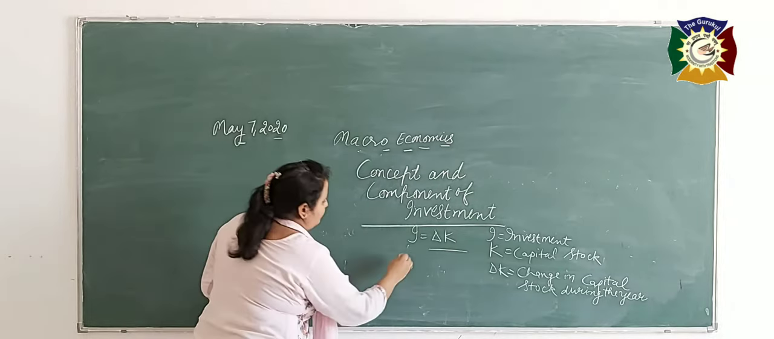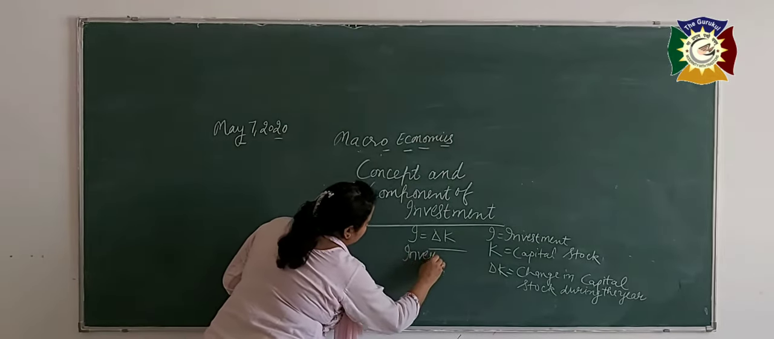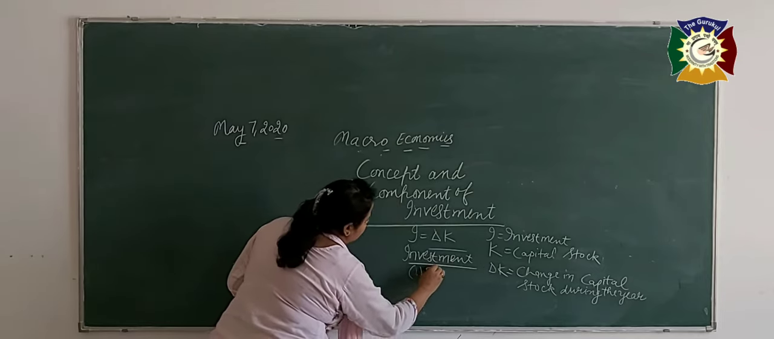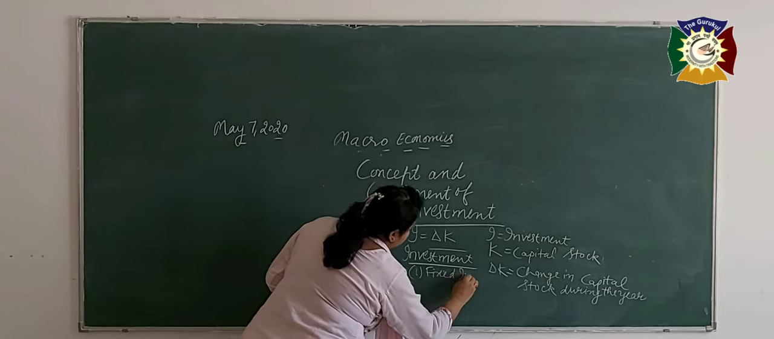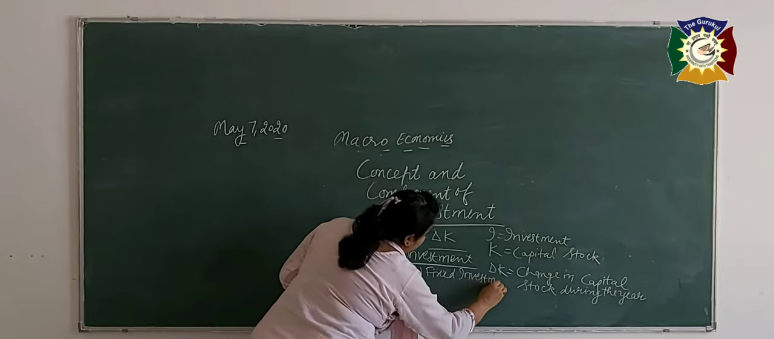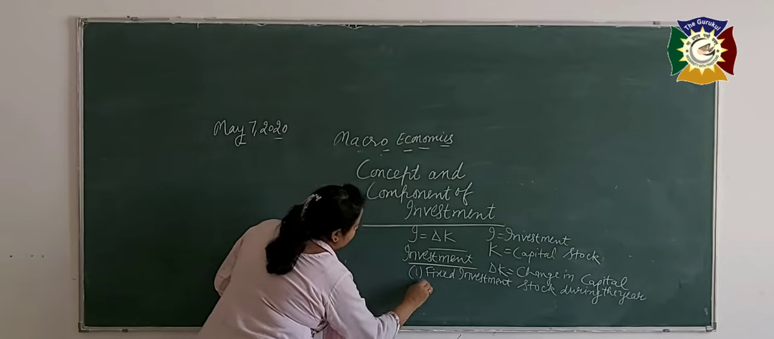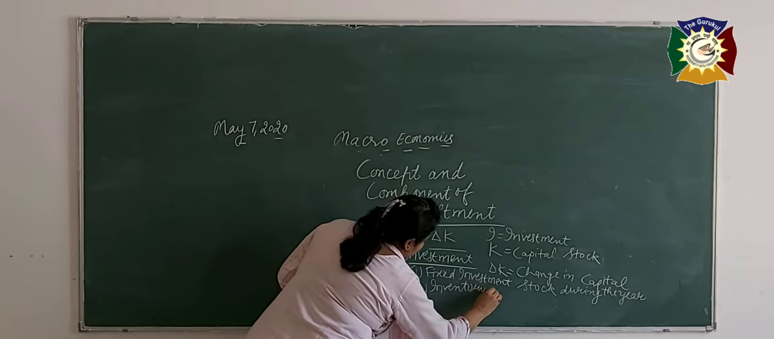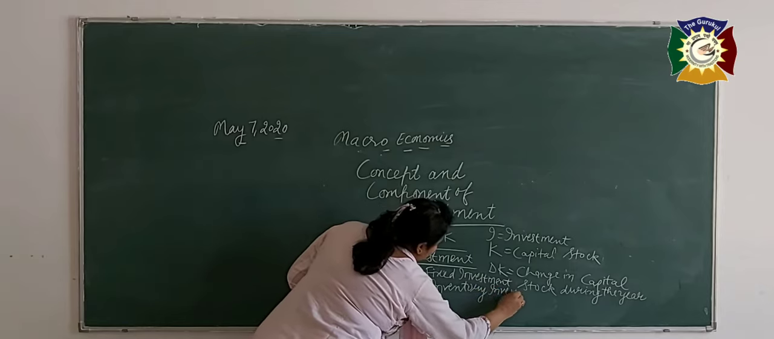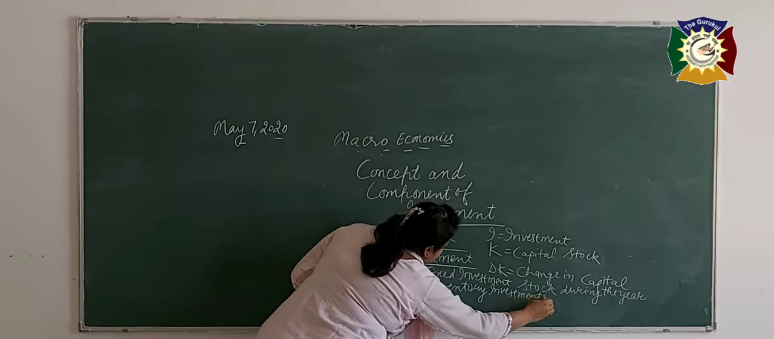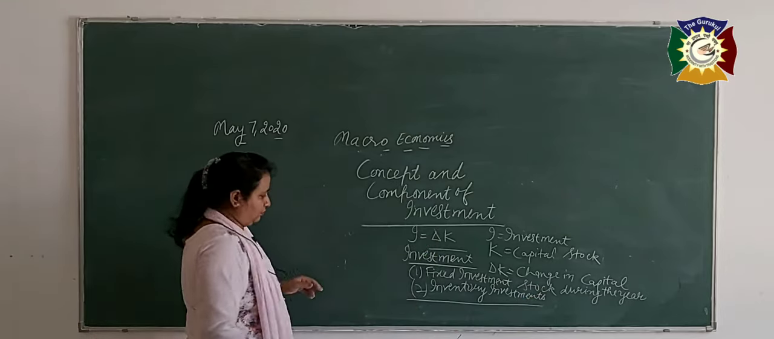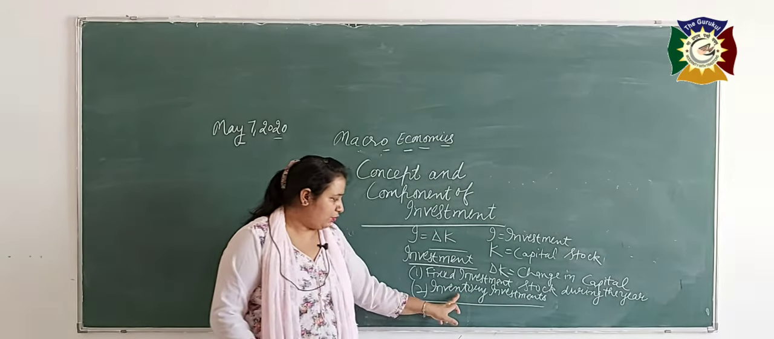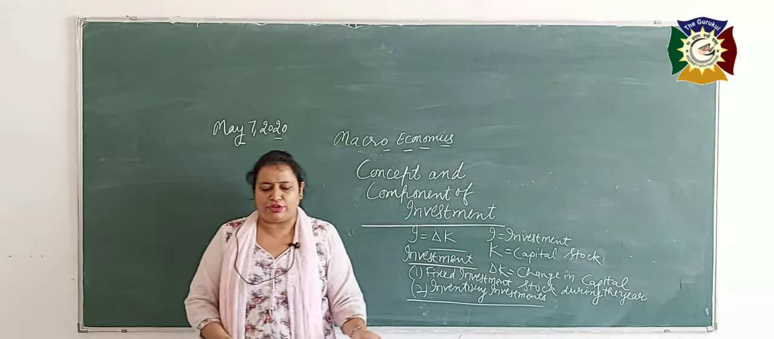One is investment ke jo hai, wo 2 component hai. One is fixed investment. And second is inventory investment. Fixed investment means you purchase some machines and that is plant, machinery you have purchased, so that is fixed investment. Or inventory investment means you have finished goods, semi-finished goods, etc.